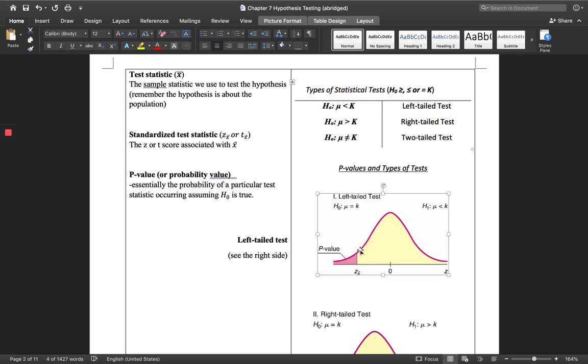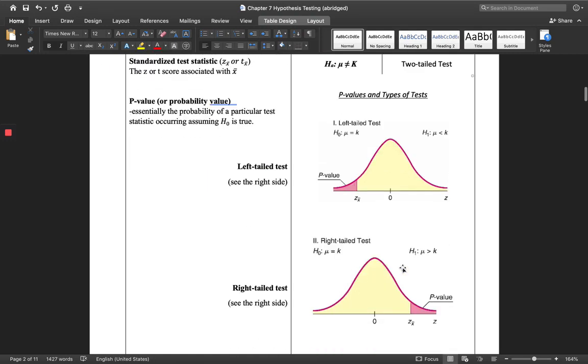The left tail test corresponds to this picture. Remember, I have my normal curve, right? I'm looking at the tail on the left side of my z. H naught being less than or equal to means that HA, the alternative hypothesis, is greater. That's when I'm going to use this right-handed test, the right tail test.